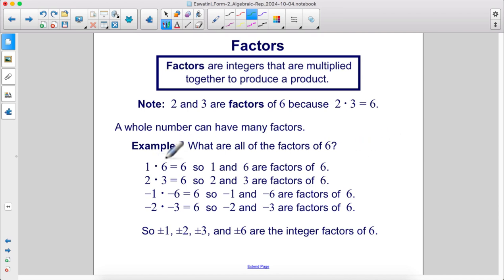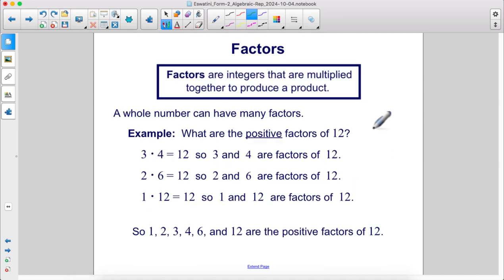Well, 1 times 6 is 6, so therefore 1 and 6 are factors of 6. 2 times 3 is 6, so 2 and 3 are factors of 6. -1 and -6 are also factors of 6, and -2 and -3 are factors of 6. Therefore, plus or minus 1, plus or minus 2, plus or minus 3, and plus or minus 6 are the integer factors of 6.